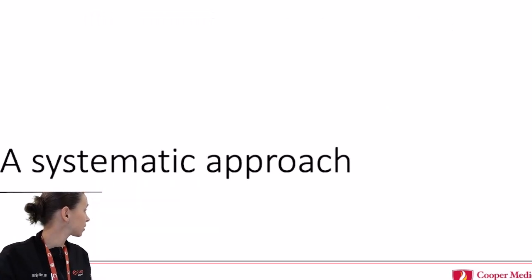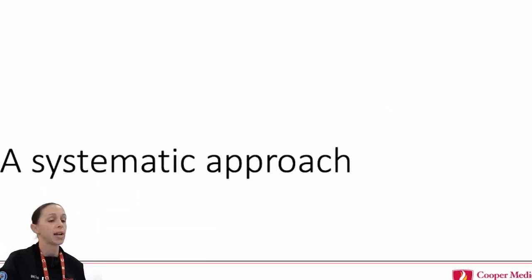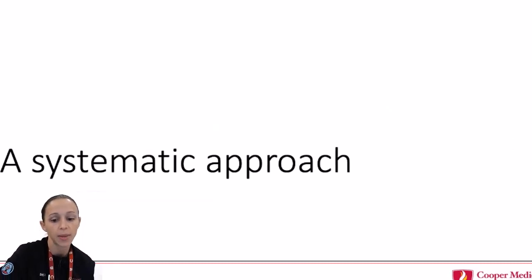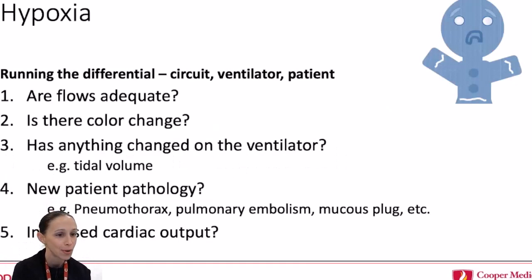So we like to sum things up with systematic approaches in general. Just common scenarios: Mr. Gingerbread Man is hypoxic. Think about the patient, the ventilator, and the circuit, and any malfunction can happen in any of these. So are the flows adequate? We learn with the physiology, what knob do I turn? If we have a hypoxic patient, one of our first moves is to increase the RPMs, and are we getting adequate flow? If we're not getting adequate flow, we'll talk about that on the next slide.